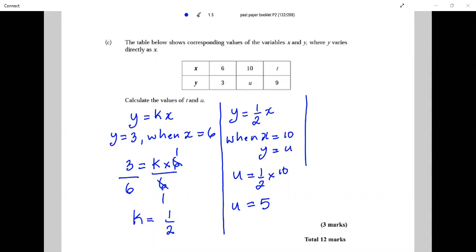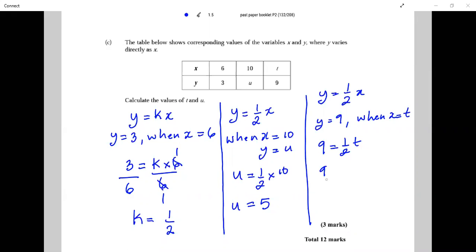Rewrite the equation. I have y is equal to a half x. Now, y is equal to 9 when x is equal to t. So I have 9 is equal to a half t. So this is the same as saying 9 over 1 is equal to t over 2. Then I'm going to cross multiply. T is equal to 2 times 9, which is 18. All right. And of course, that marks the end of the question.